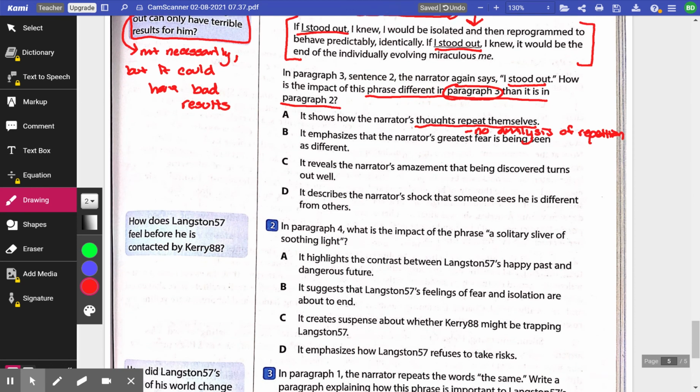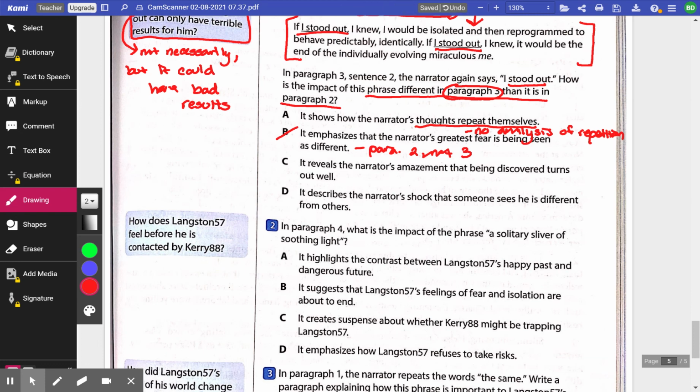So answer choice B says it emphasizes that the narrator's greatest fear is being seen as different. Well, this is true, but we're trying to figure out how things are different in paragraph 3. And this statement really focuses on paragraph 2, not paragraph 3. So because of that, answer choice B is out for us because that's how he feels in paragraph 2, not paragraph 3.